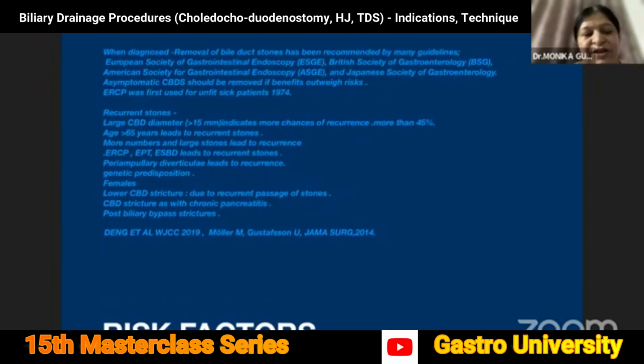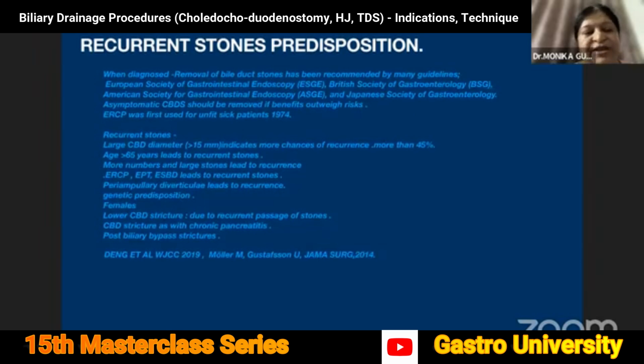What are the causes of recurrent stone? How does recurrent stone form? A large CBD diameter indicates more chances of recurrent stone, more than 45%. Age 65 years or more, and number and large stones lead to recurrence. Previous history of ERCP, EPT, ESBD, endoscopic biliary dilatation leads to recurrent stones. Presence of periampullary diverticula, which leads to obstruction, can lead to biliary stones.